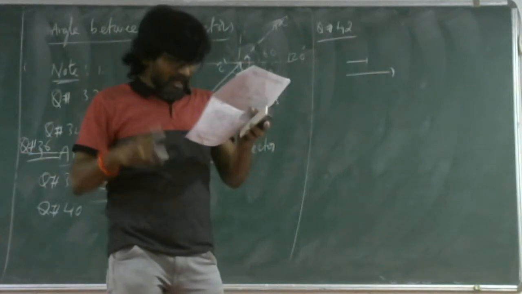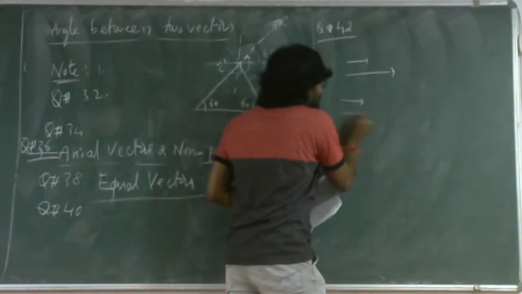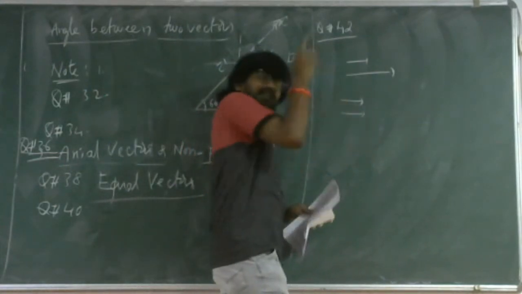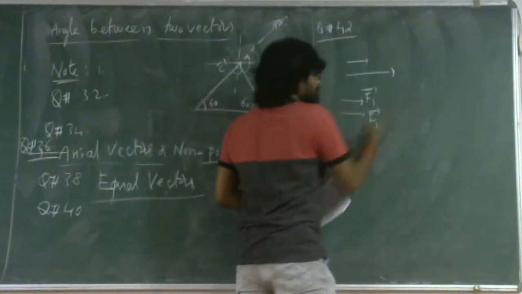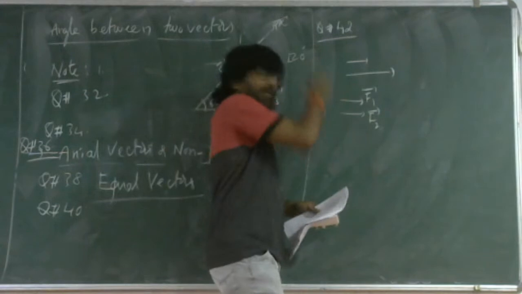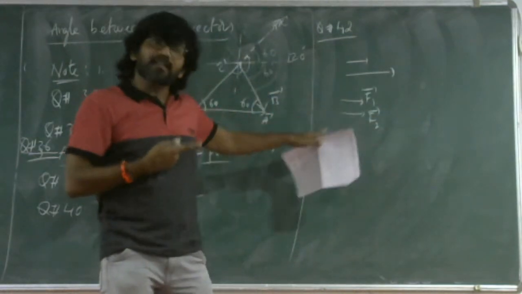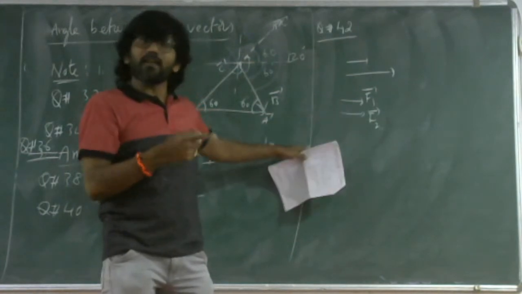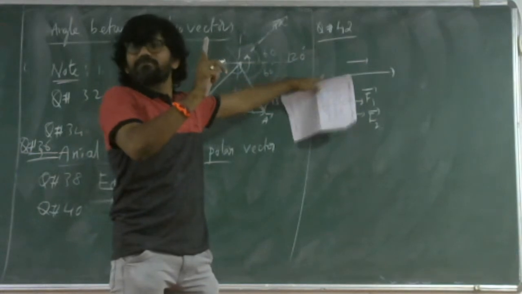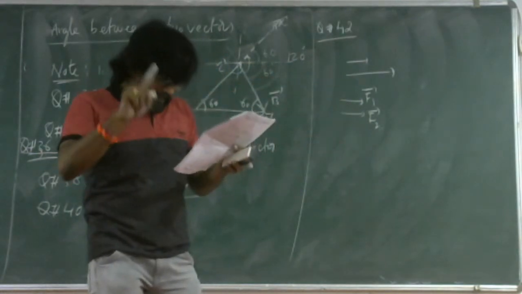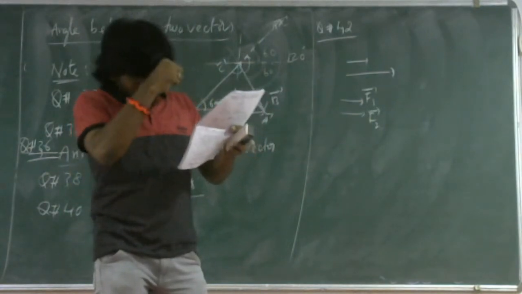All equal vectors are parallel. Equal vectors means vectors having the same direction, the same magnitude, and representing the same physical quantity. Say for example, this is F1 vector, this is F2 vector. If they have the same magnitude, same direction, and represent the same physical quantity, then they are equal and parallel. But these are parallel but not equal. So second option, all equal vectors are parallel. Third option, you can cross check.